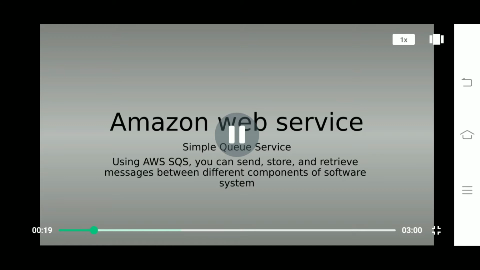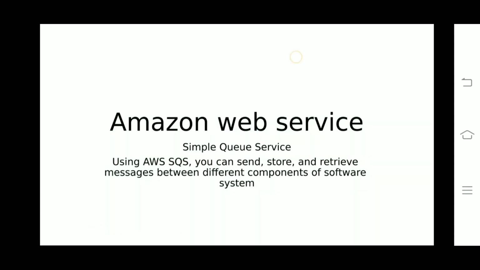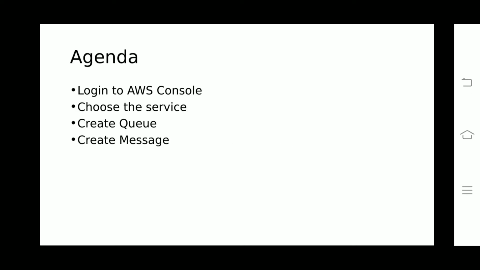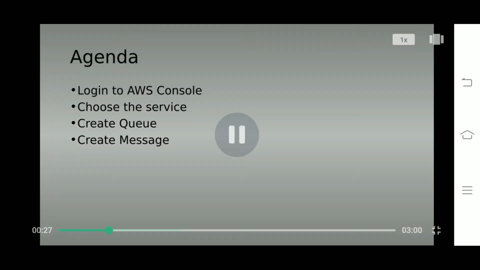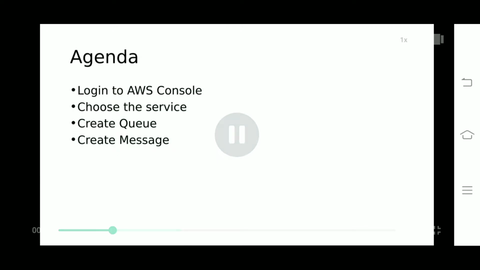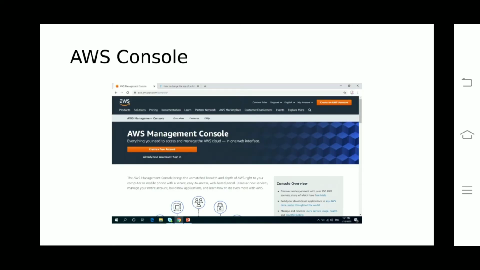Now for this, we have to log into the AWS console. Before this, let's look at the agenda, what we are going to achieve today. Today we're going to learn how to log into the AWS console, choose different kinds of service, specifically in our case SQS, create queues, and create messages. So this is the agenda for the day, and let's log into the AWS console and see how it looks.